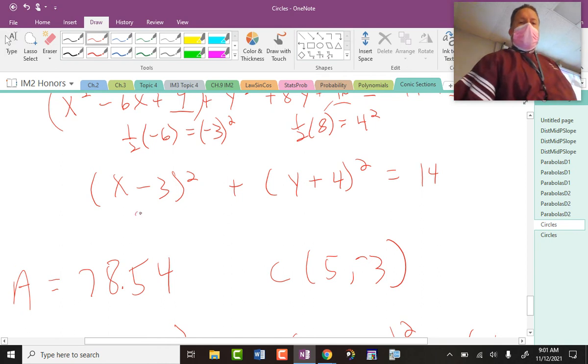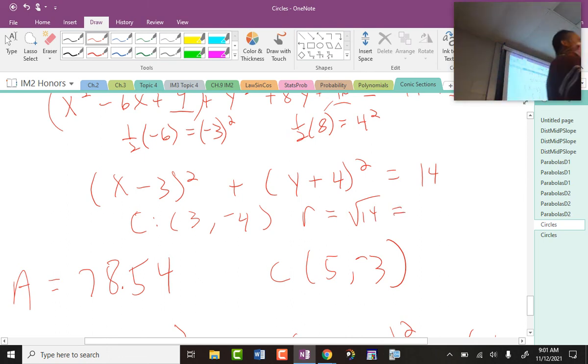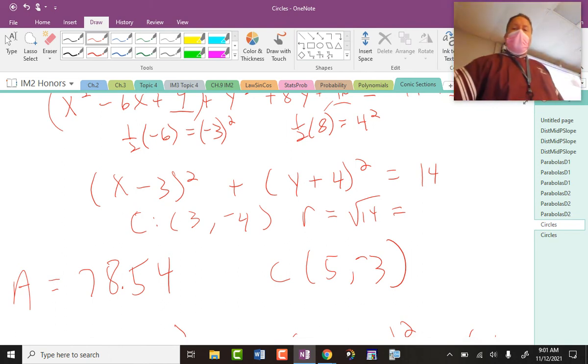So what do we have for a center? We have 3, comma, negative 4. And then what do we have for a radius? We have the square root of 14, which I think last hour, can someone hit that in their calculator that has a calculator out? You should always have your calculator out and ready. 3.74. Okay, so this is all you do about that.